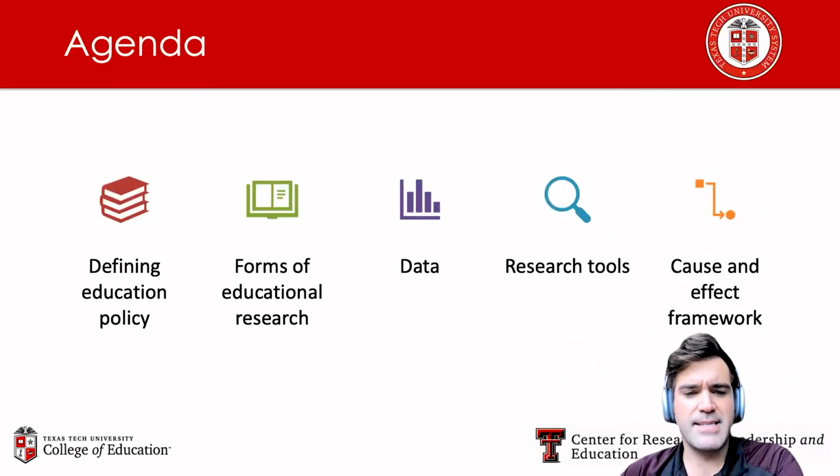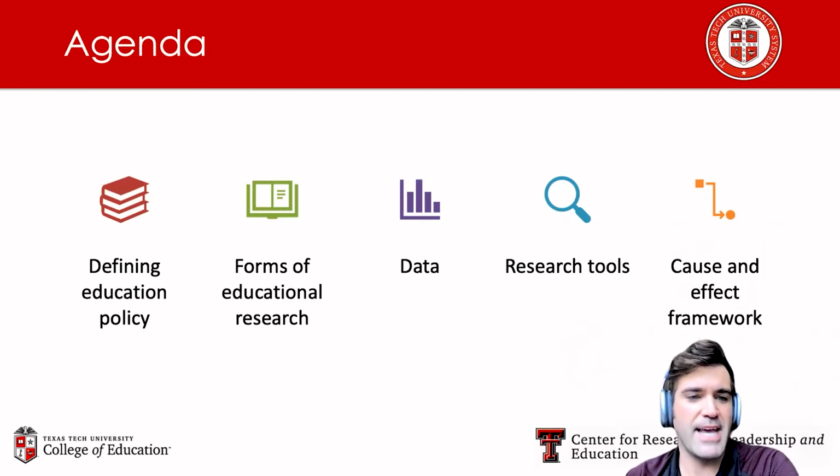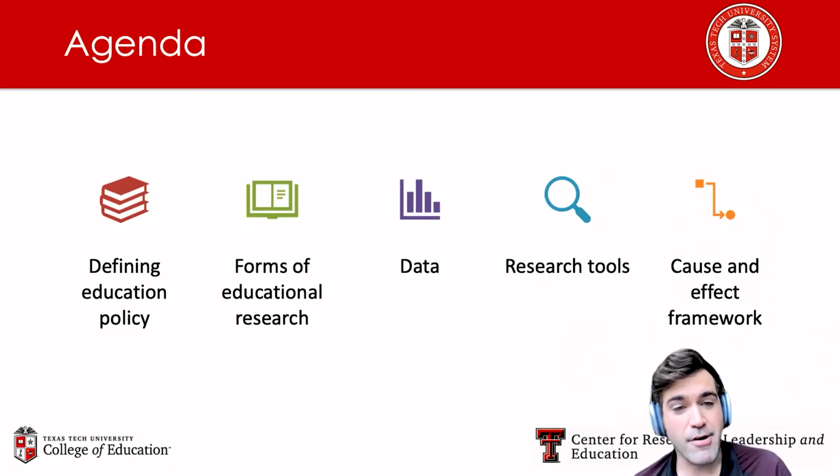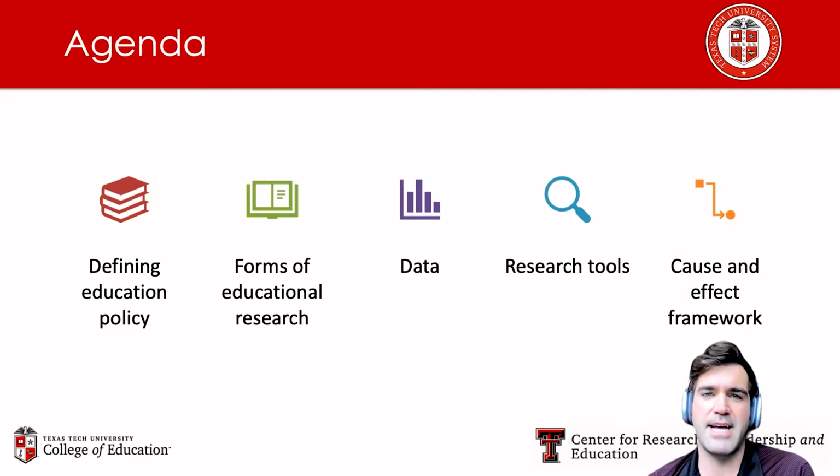So what we're going to talk about in today's workshop is we're going to start out by talking about what education policy is and give it a few working definitions. Then we will launch into talking about different forms of educational research and what it looks like, paired with a discussion about data and the implications that the type of data have for how we approach educational policy research. We'll introduce a little bit of the research tools that I use in my own research and tools that you may be exposed to if you were to participate in education policy research. And finally, end with a discussion about the importance of cause and effect when thinking about education policy.